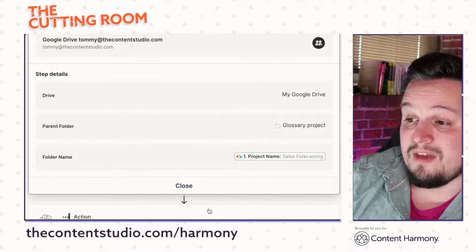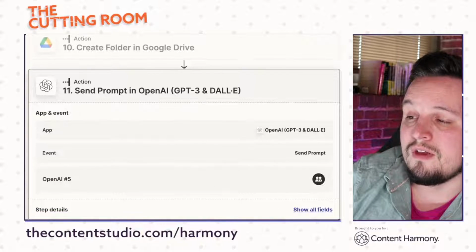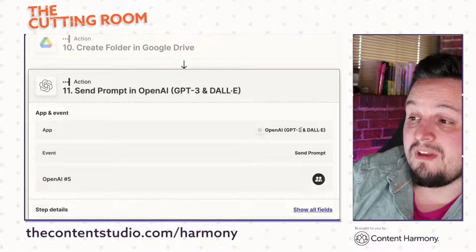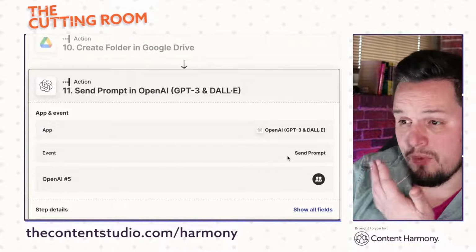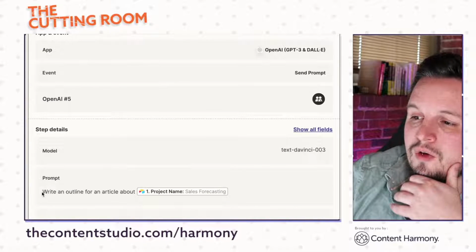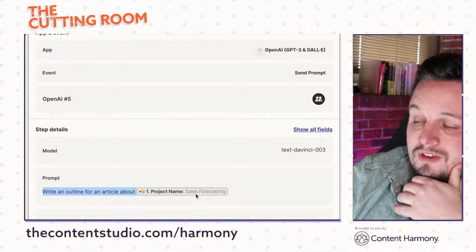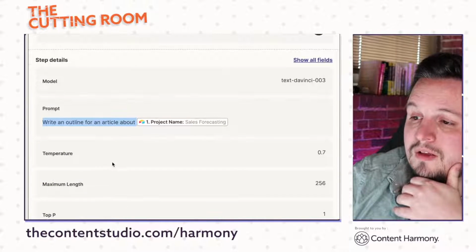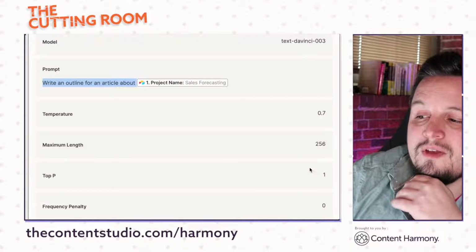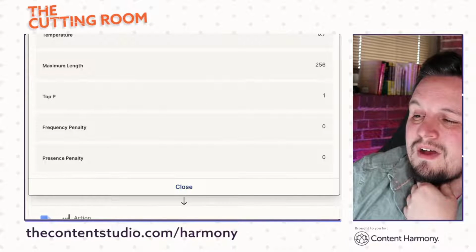The next thing, and this is my favorite part here, is if you are using Zapier, they have the ability to integrate with the OpenAI GPT-3 and DALL-E model. And what I'll do is I'll send a prompt to it. And that prompt is, right here, write an outline for an article about, and then the automation says whatever the project name is in Airtable, right? I don't really mess around with the temperature or the maximum length. I know what they mean, but not enough to really make it happen.